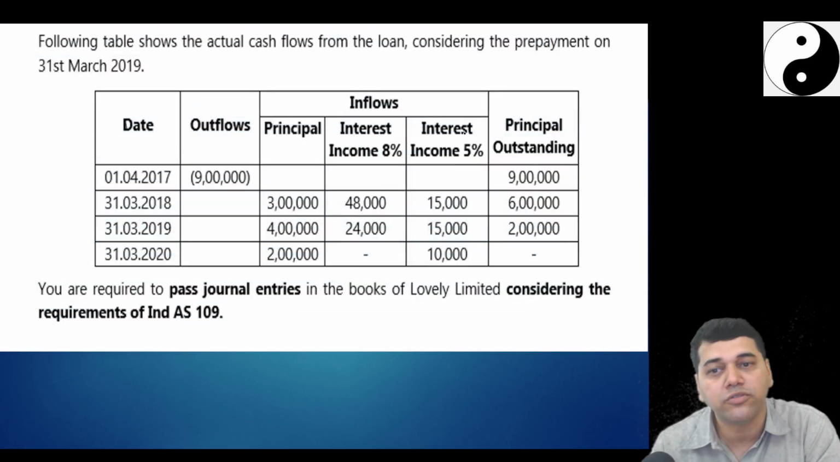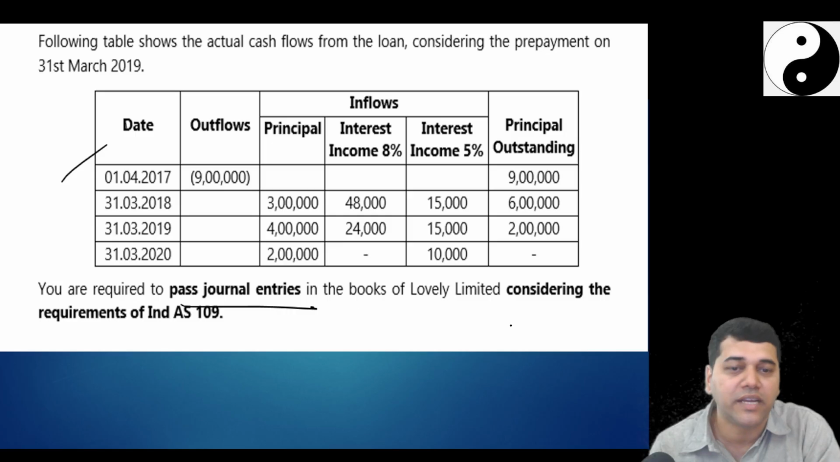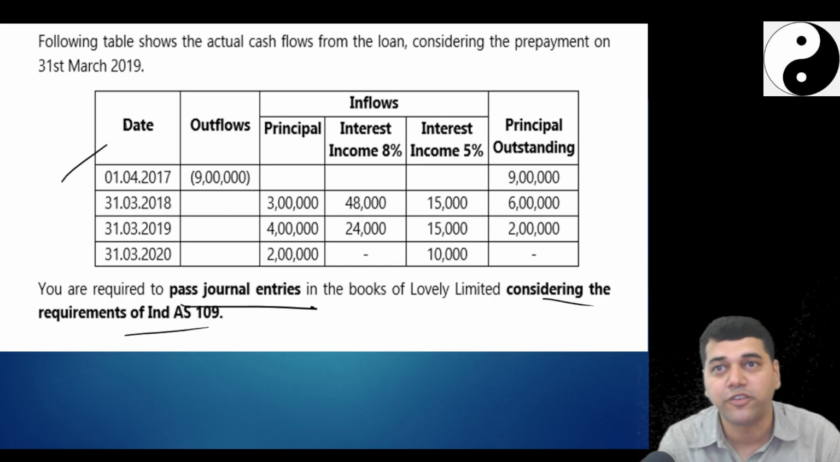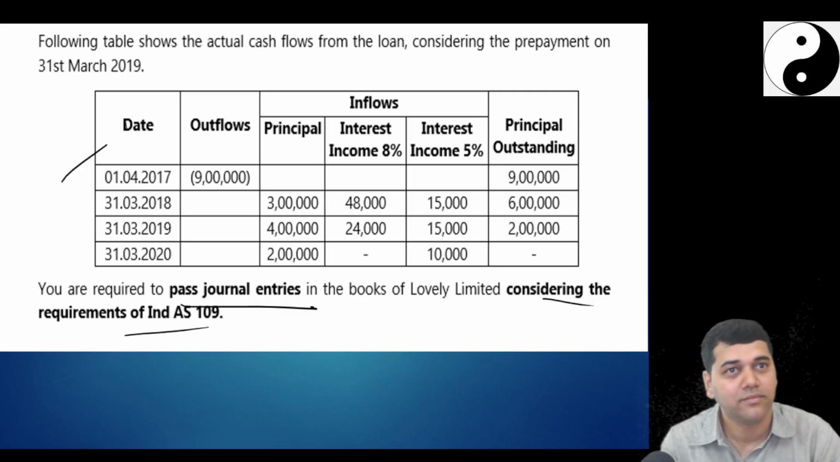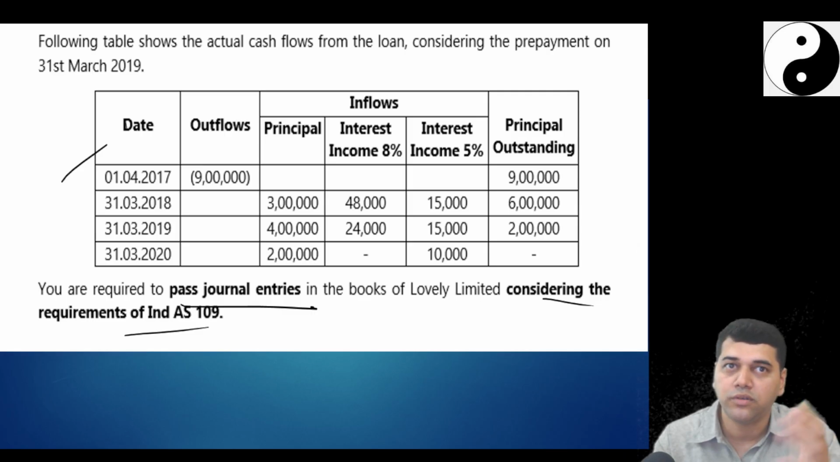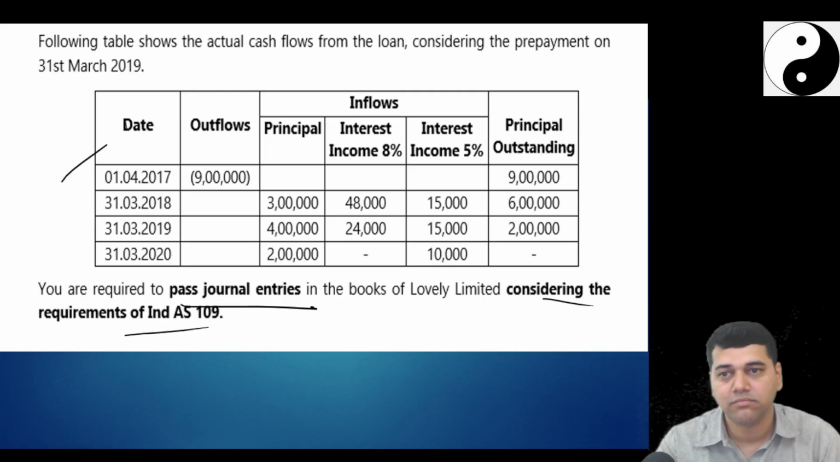Now the following table shows the revised schedule also. It doesn't matter here for you. Okay, they have given it, that means they have not twisted. You are required to pass the entries considering the requirement of Ind AS 109. Yes, students, so please pause the video. Don't try to refer to the previous problem. Try and make mistakes now. Take it in the flow of what you have understood. Then we will compare the answers.